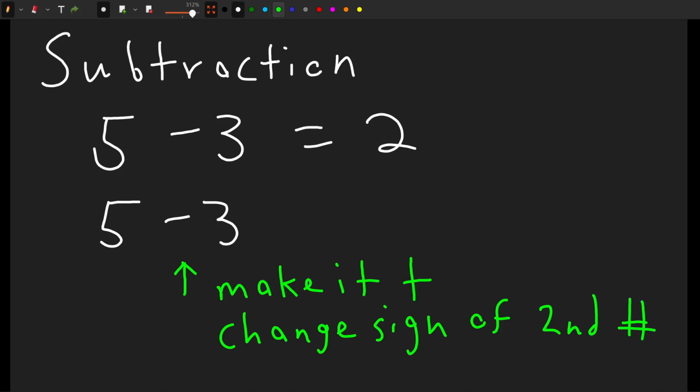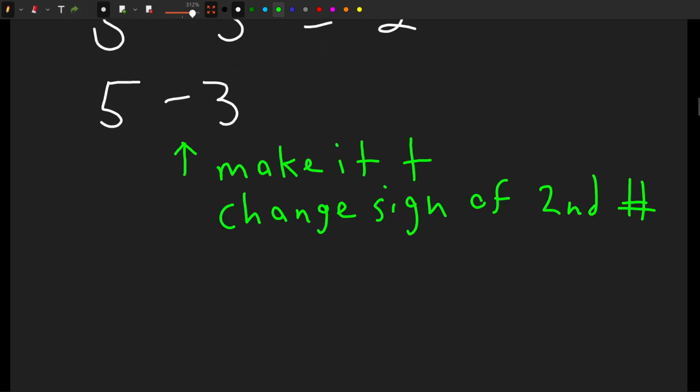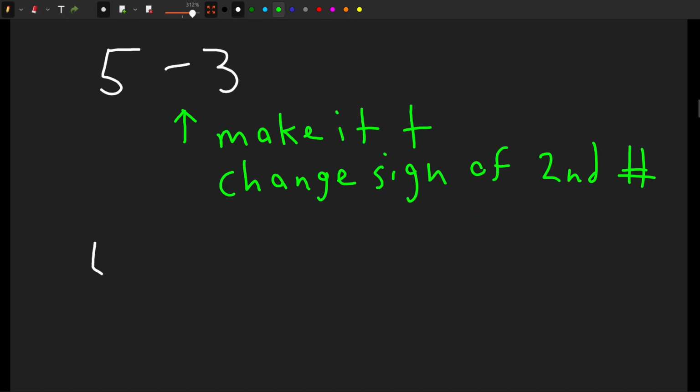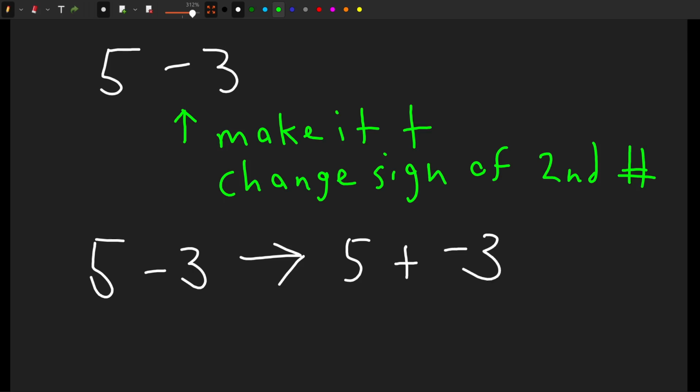And so what would that look like? Well, 5 minus 3 in this case would then become 5. We would take the subtraction sign and make it positive, so it would become plus, and then we would make the 3 negative, so it would become plus negative 3. And then we would add it like we just did above.